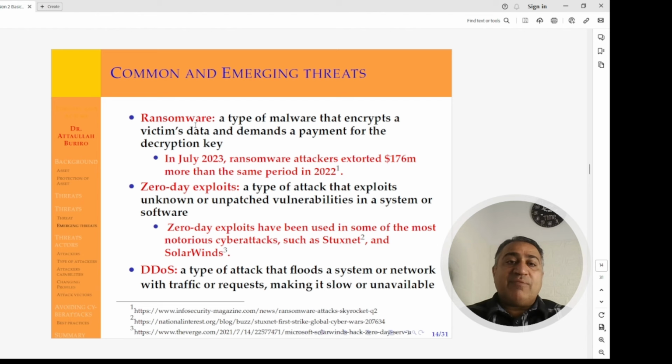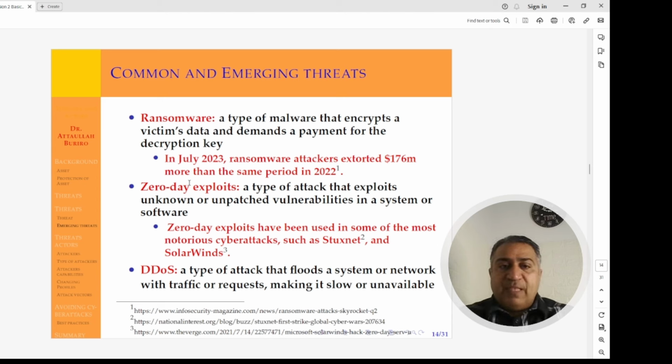Okay, so ransomware is the most severe attack, I would say. Then we have zero-day exploits, a type of attack that exploits unknown or unpatched vulnerabilities in a system or a software. It means that such an attack never existed actually. And maybe from the developer's point of view, that exploit was never seen before.